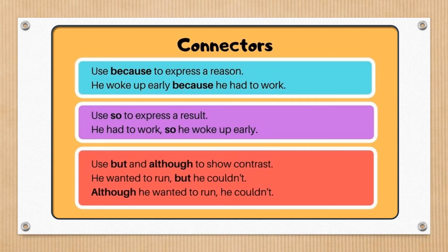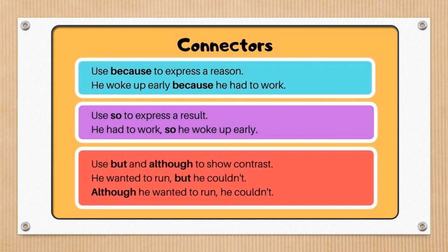Also, we have something else that helps us to organize ideas and to tell an anecdote or a story, that are connectors. We have here 4 connectors: because, so, but, and although. All of them are very useful and they have different usages. We use because to express a reason. So he woke up early because he had to work. The reason why he woke up early, maybe at 5 a.m., was because he had to work. So we have a very good reason.